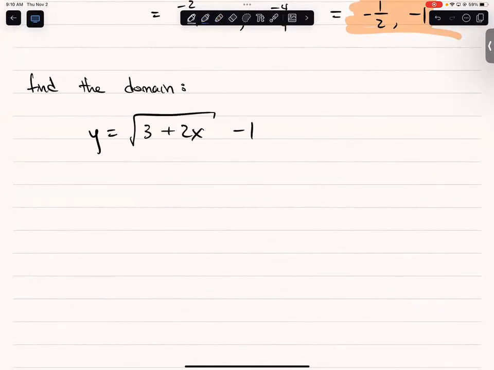Okay, so let's say we want to find the domain of that. What do we need to do? Domain, we're always talking about x values because that's what domain means, right? x values where it's defined. What would make this or cause this to be undefined? Where would it not work? What could go wrong?